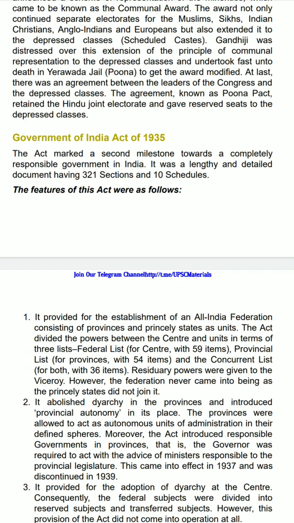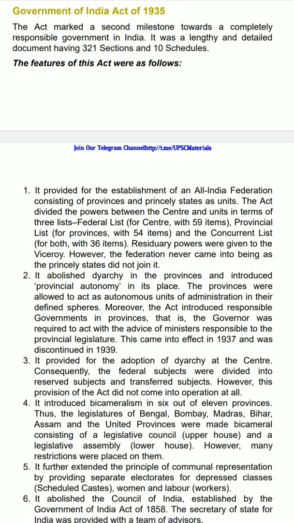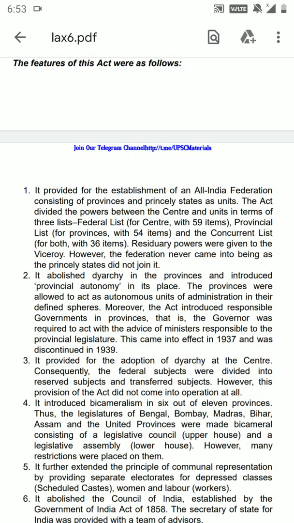The Government of India Act of 1935. The Act marked a second milestone towards a completely responsible government in India. It was a lengthy and detailed document having 321 sections and 10 schedules. The features of this act were as follows. First, it provided for the establishment of an All India Federation consisting of provinces and princely states as units.